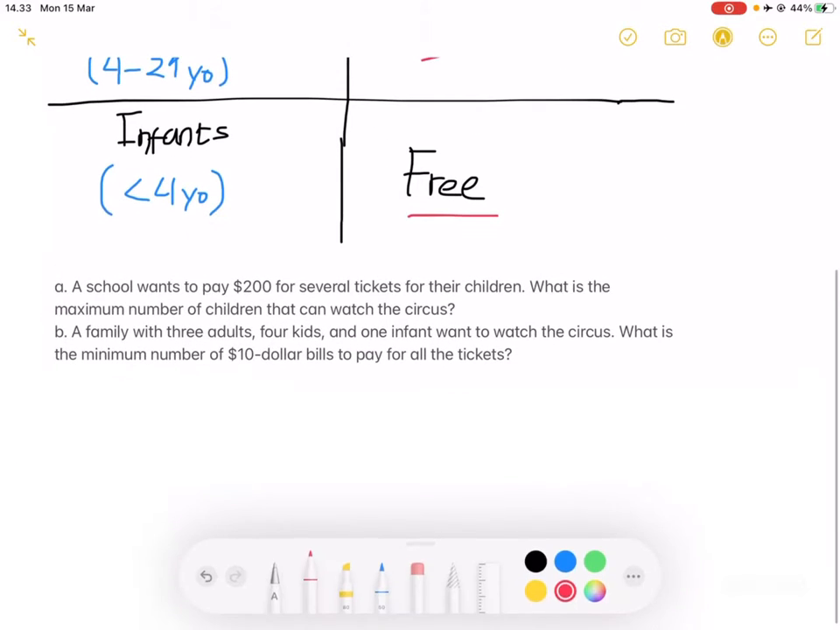So from this information for the age categories, we need to solve these following questions. A school wants to pay $200 for several tickets for their children. What is the maximum number of children that can watch the circus? Well, we need to suppose a variable. Let the number of children be x.